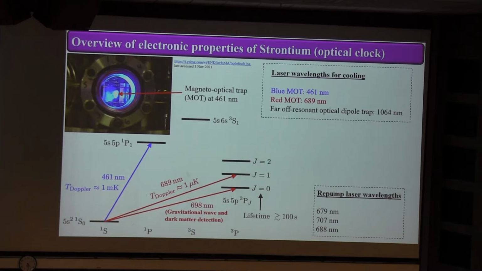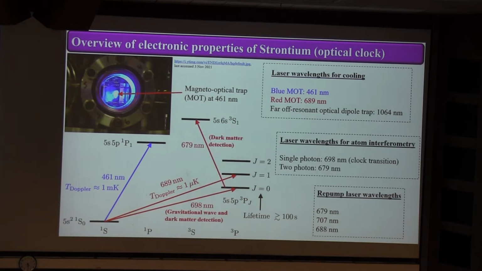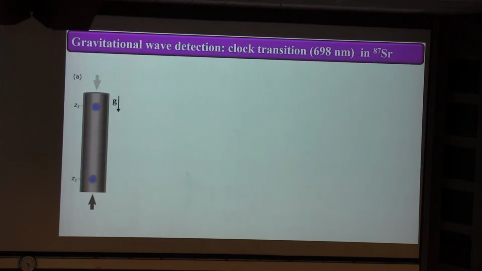And what makes it special is that the lifetime is in excess of 100 seconds. And for dark matter, we use this 679 in the Bragg mode, which I'll describe later, assuming we have prepared the atoms in this metastable state.